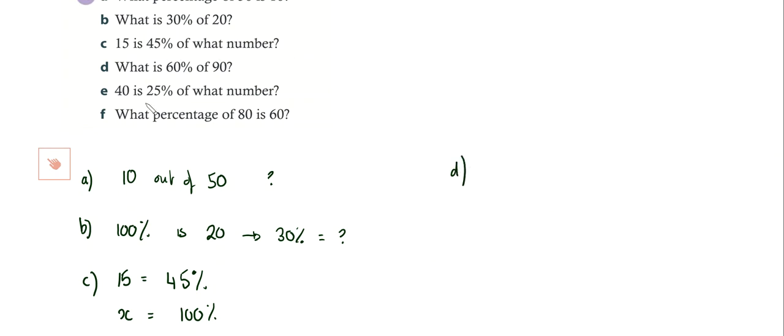D, what is 60% of 90? Well, that was like B, yeah? 60%. So 100% is 90. I want to know what 60% is. E, how do we think about that one then? Without telling me how to do it, how do I think of it?